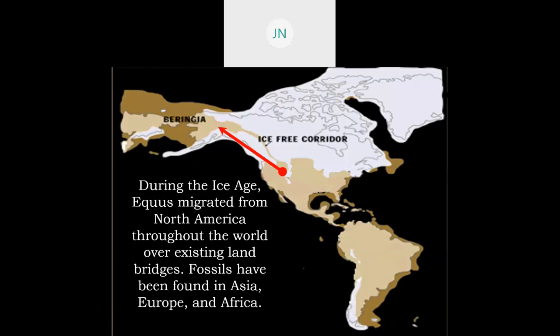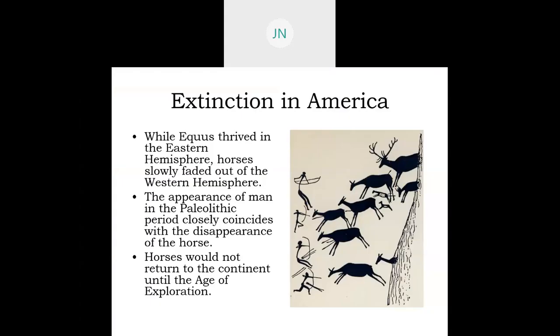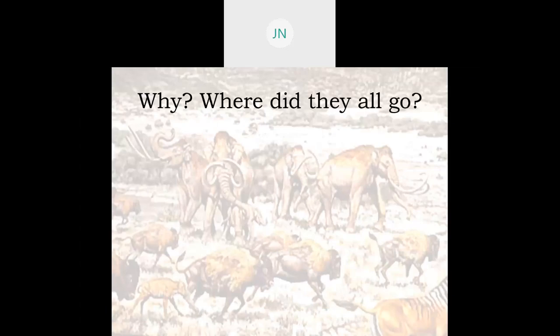And as we said, during the Ice Age, Equus migrated from North America throughout the world over the existing land bridges, and we found fossils in Asia, Europe, and Africa. So while Equus thrived in the Eastern Hemisphere, the horses slowly faded out of the Western Hemisphere, and the appearance of man in the Paleolithic period closely coincides with the disappearance of the horse, and the horse did not return to the continent of North America until the Age of Exploration.